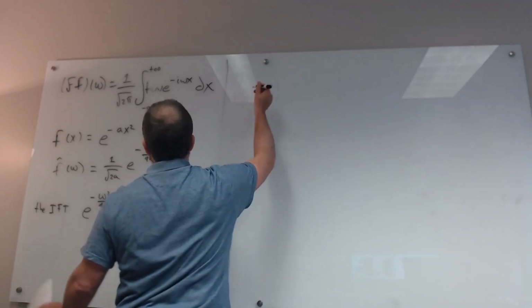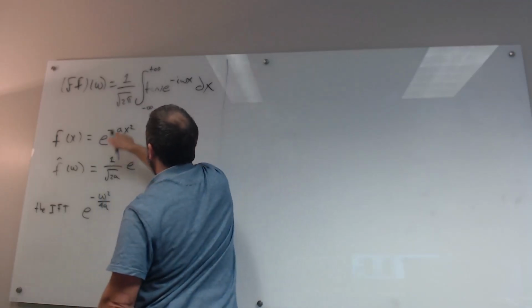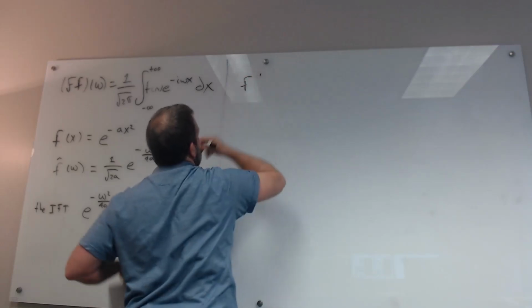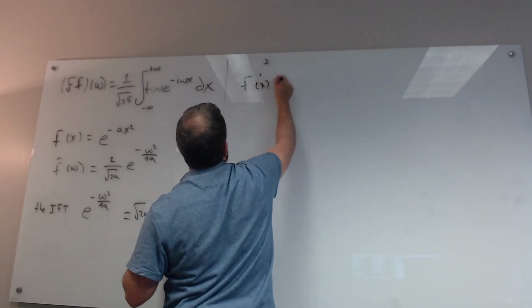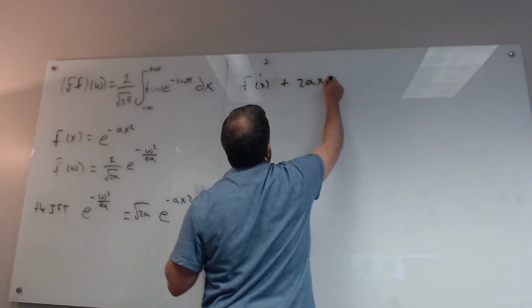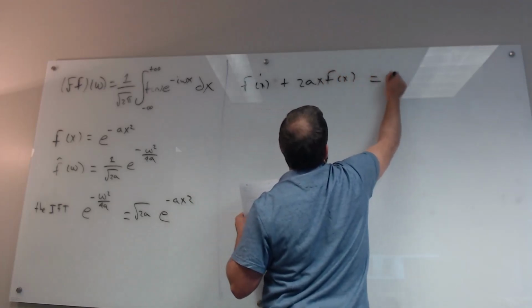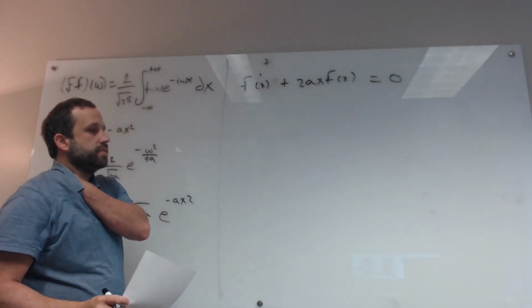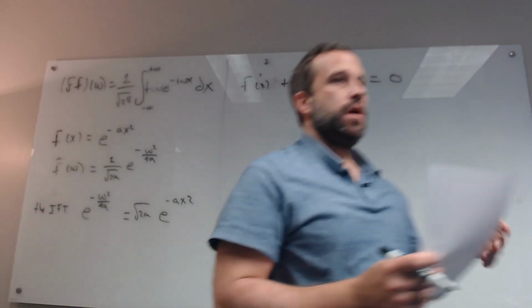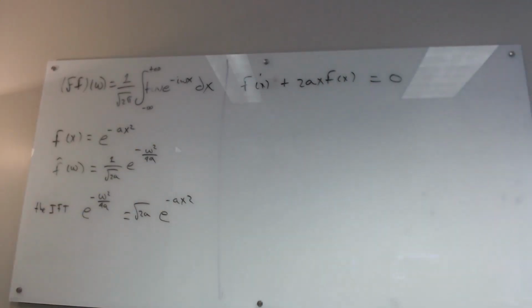So first I want to observe that this is my f of x, e to the minus ax squared. Notice that f prime of x plus 2ax f of x is equal to 0. Okay, and so now what we want to do, sorry, I keep having to come over here.